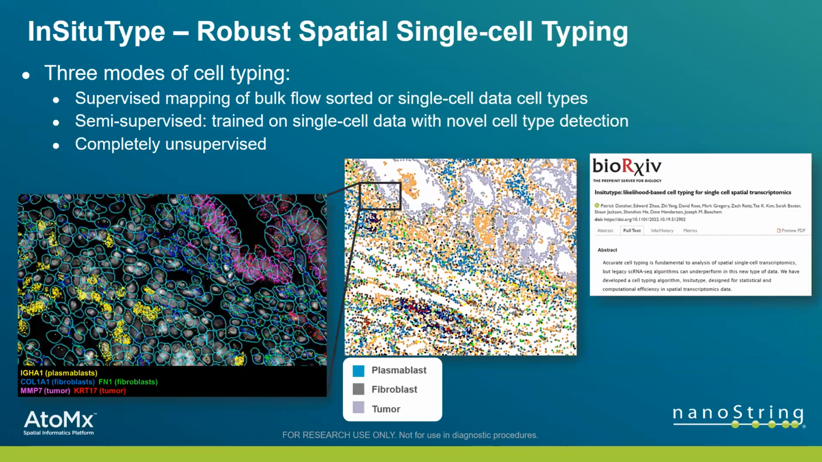So this is showing the in situ cell typing algorithm that we use within our application. This provides 3 modes of cell typing: supervised, semi-supervised, and completely unsupervised. This is a bioRxiv paper that's out that we developed in concert with the launch of the CosMx system.